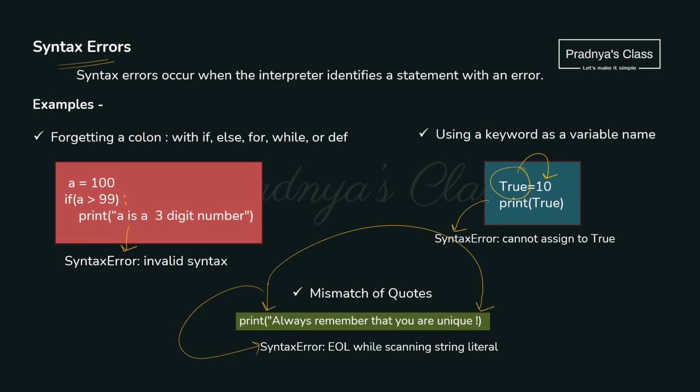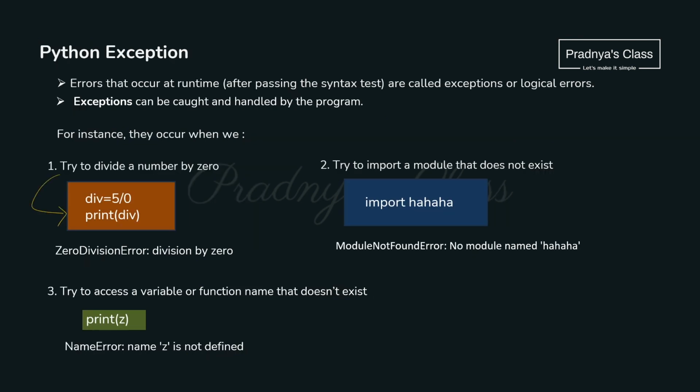So when we don't follow the syntax of the programming language, we get the syntax error. Then in which scenario do we get an exception? Here is the first scenario where we are trying to divide a number by 0. The second scenario is one in which we are trying to import a module which doesn't exist. And here is the third scenario where we are trying to access a variable that doesn't exist.